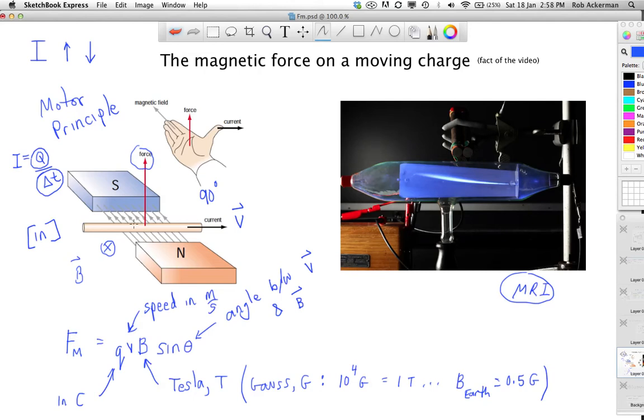Now, if the angle were anything less than 90, the force would actually diminish, and it would actually reach 0 in the case where the magnetic field and the velocity are parallel to one another. All right? Now, how can I show this to you? If you're watching, I'll probably have shown this to you in my demonstration in class. What I'll do is reorient the magnet and the wire so that they are parallel to one another, and you'll see that there is no force exerted on the wire.